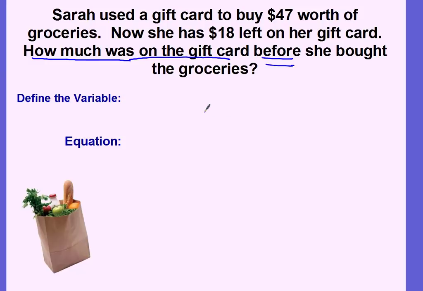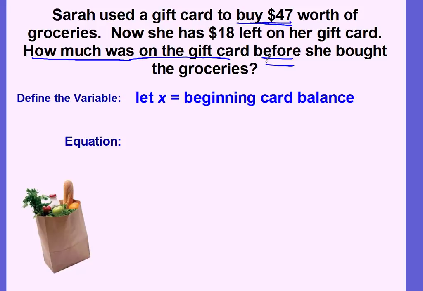So you can choose any variable that you want. Go ahead and define it. I'm going to use X. Let X equal the beginning card balance, the amount that was on the card before she bought the groceries. And now we're ready to write our equation. So we need to look for our equals amount, our total amount. She used a gift card to buy $47. That's not the total. She now has $18 left. This "has" is our clue word that tells us that this $18 is our total amount, our equals amount. So when we write our equation, it's going to be equals 18.